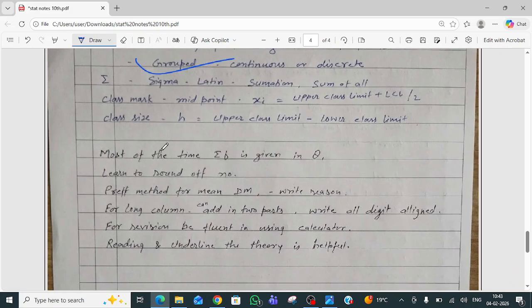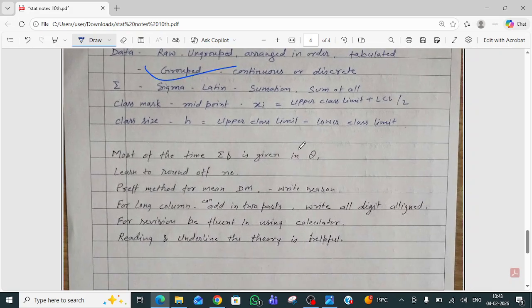Most of the time, sigma f is given in the question. We should use that and cross check our working. Learn to round off the number, like somewhere it is 5.425, so rounding off will come 5.43. If the digit which we are eliminating is 5 or more, the previous digit will increase by 1.